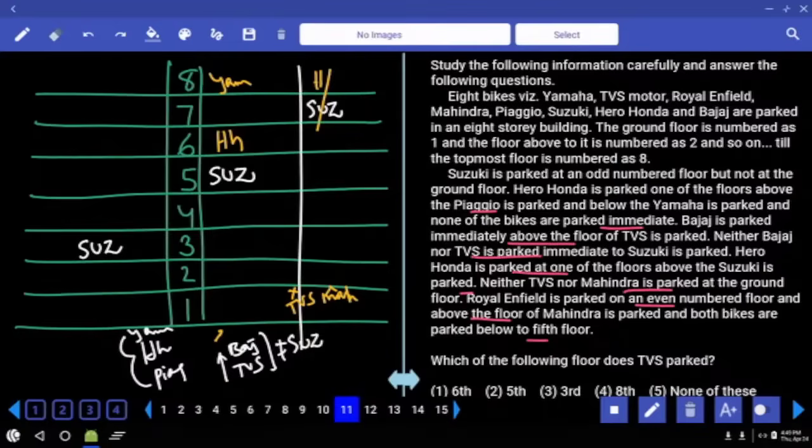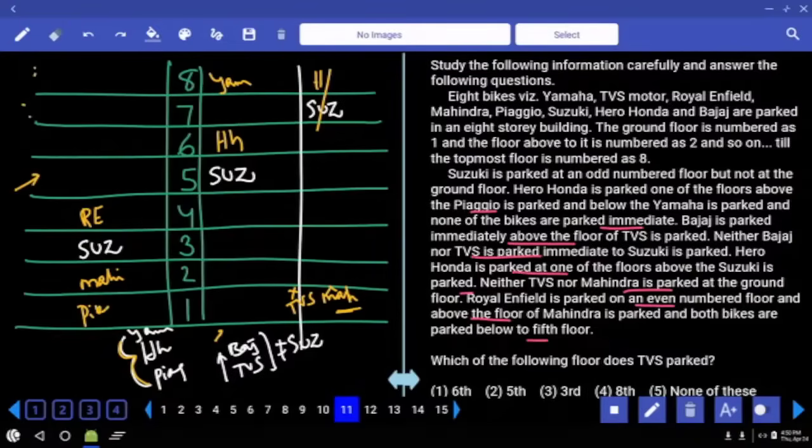Then what are the possibilities we have? Now Royal Enfield is parked above what? Above Suzuki on an even number floor, and above the floor of Mahindra. Now Mahindra cannot be at the first ground floor, hence Mahindra is here. If Mahindra is here, then Yamaha, Hero and Piaggio must be in the alternate places. Then which must be at the last place? Piaggio. Because if Piaggio is here, then Yamaha and Hero Honda will be together, not possible.